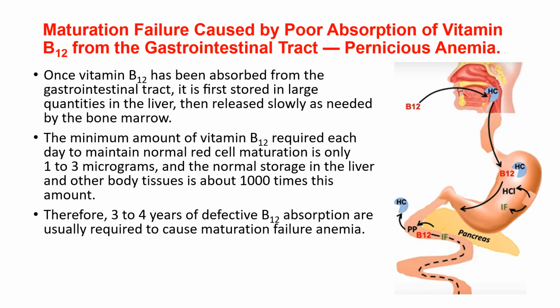Once vitamin B12 has been absorbed from the gastrointestinal tract, it is stored in large quantities in the liver, then released slowly as needed by the bone marrow. The minimum amount of vitamin B12 required each day to maintain normal red cell maturation is only 1 to 3 micrograms, and the normal storage in the liver and other body tissues is about 1,000 times this amount. Therefore 3 to 4 years of defective B12 absorption are usually required to cause maturation failure anemia.